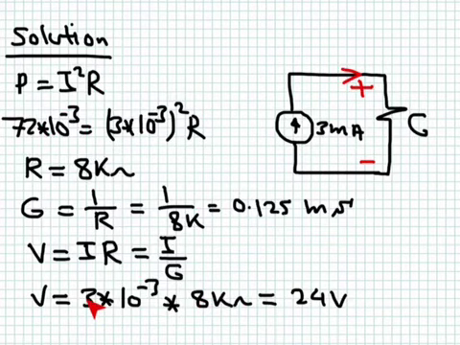8 times 3 will give you 24. 10 to the minus 3 multiplied by 1K obtains 1. So the answer here will be 24 volts. The voltage across this one is 24 volts, the value of the resistance is 8 kilo ohm, and the value of the corresponding conductance is 0.125 millisiemens.